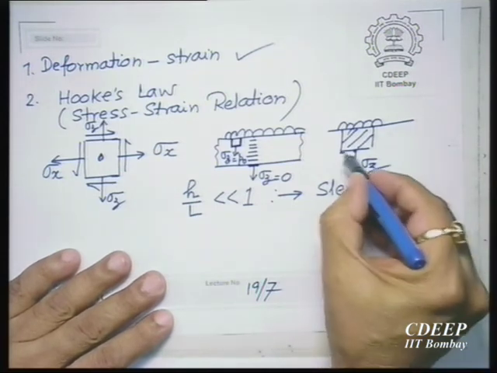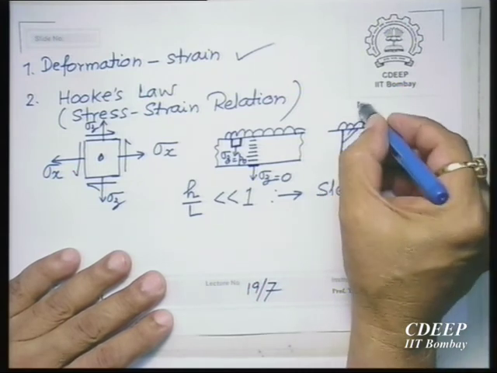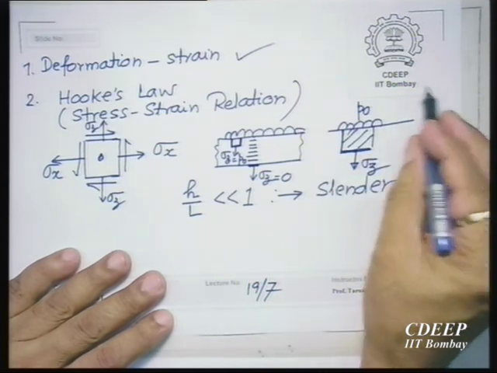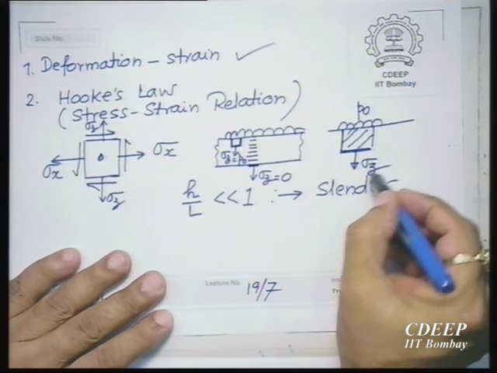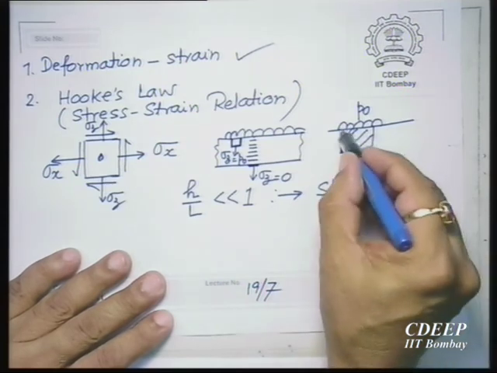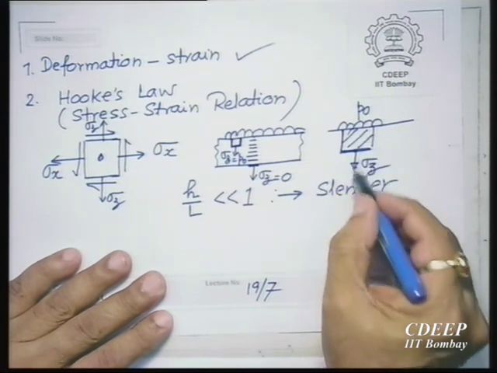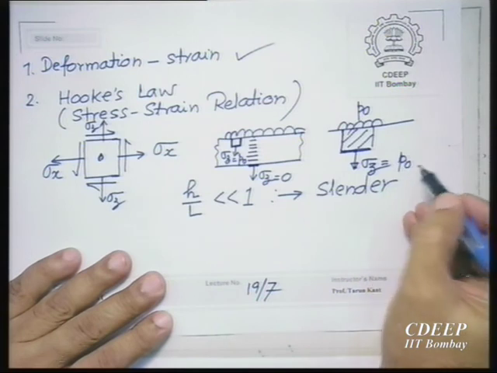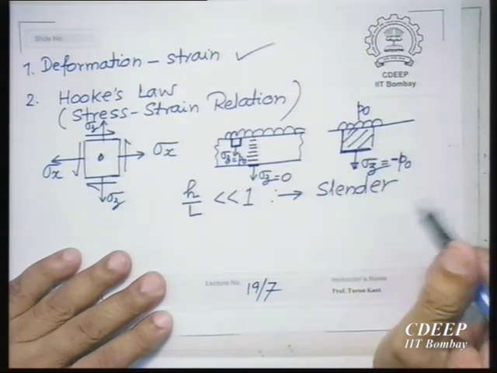In order for equilibrium of this element in vertical direction, it is important that if this is P naught upwards, then this sigma z will be downwards like this. If P naught is downward, then sigma z will be negative over here, and the value will be equal to P naught. Is it okay? Plus or minus? Now here, if it is downwards, then it is negative.